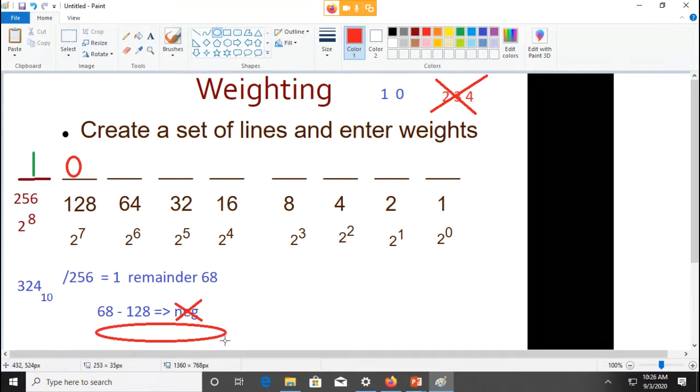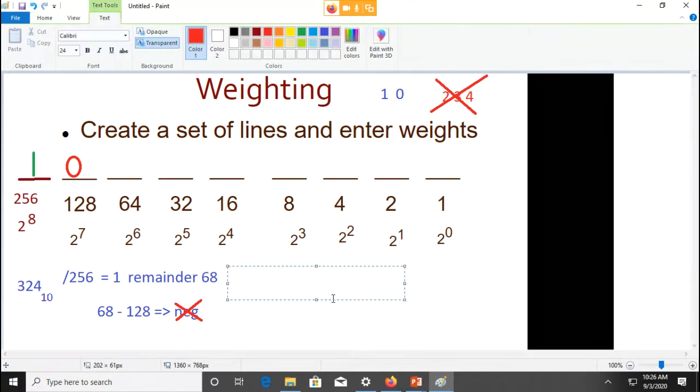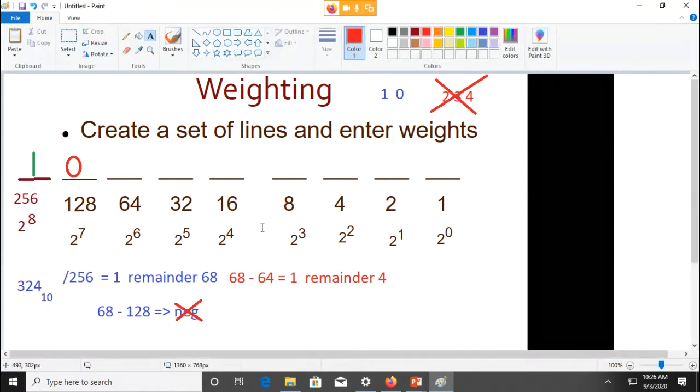Then I'm going to take 68, because I didn't change that. I still have 68 remaining. I'm going to subtract 64. Now that I can do. I can subtract that once, and then I'm going to have a remainder of 4. That puts a 1 in the 64 column. But then I have this remainder of 4.